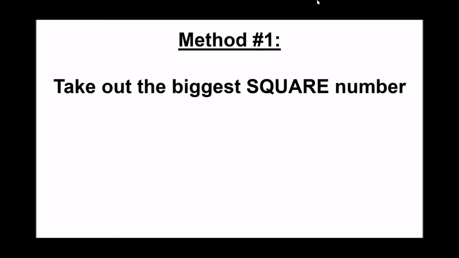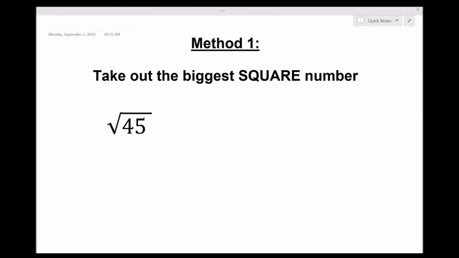Anyway, the first method, I would describe it as take out the biggest square number. So what does that mean? Let's show you this method with this number, square root of 45. What you want to do is take out the biggest square number from 45.